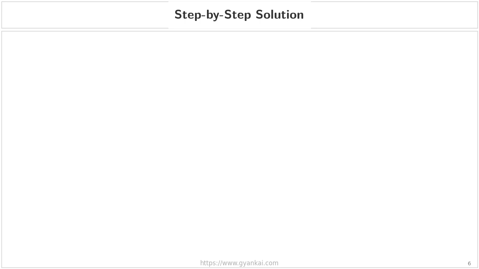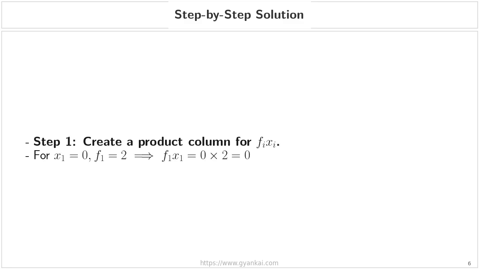Step-by-step solution. Now that we have our data from the previous slide, let's move into the actual calculation. Step 1 is to create a new column in our table for the product of the frequency and the observation, which we denote as f sub i times x sub i. To do this, we go through our table row by row. First, for our first observation, where x sub 1 is 0 and the frequency f sub 1 is 2, we multiply 0 by 2, which gives us 0.